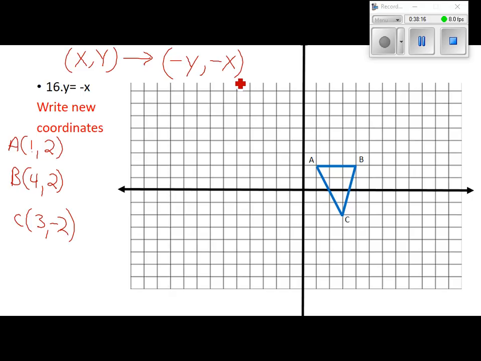So what are we doing to each one of these ordered pairs this time? We're switching them and making them negative. Now be careful. Don't say making them negative, because that's not true. What if they start off being negative? So it's the opposite. We're doing the opposite of each one. So what's A prime going to be?